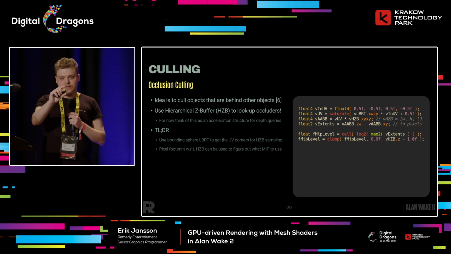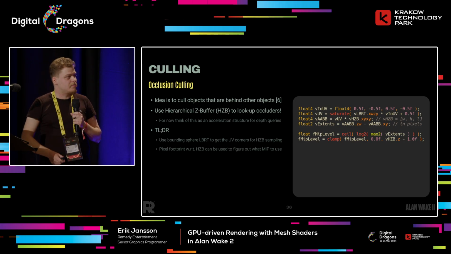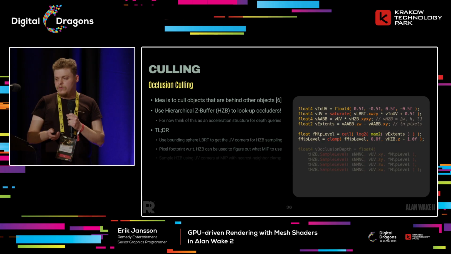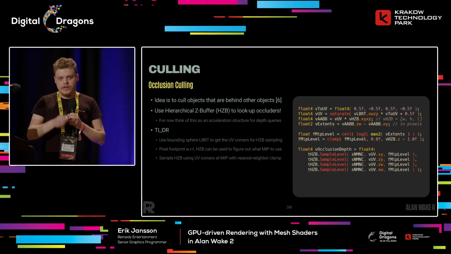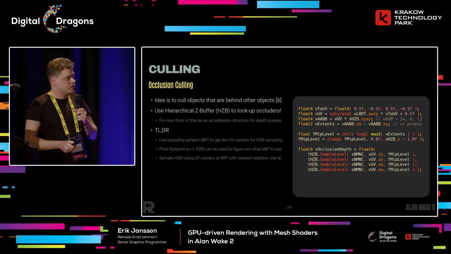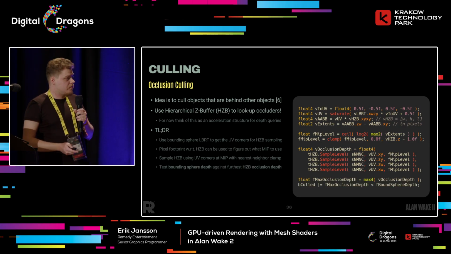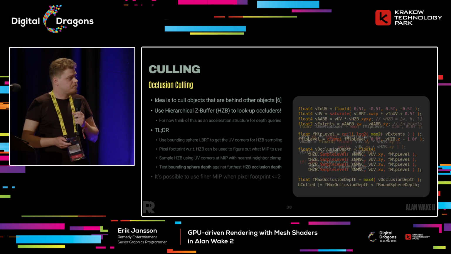You then compute extents, so how wide it is in pixels, and then you get the MIP level from that. And this just uses your regular MIP calculation. Using these UV corners and the MIP level, you can sample the occlusion depth, and you get essentially 4 depth samples, right? 1 for each UV corner. You then get the biggest of them, and then you compare it against the bounding sphere.